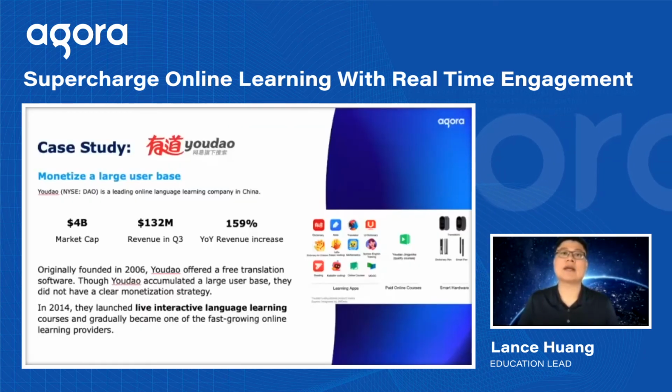Youdao, a public company listed on the New York Stock Exchange, can be a great example of an edtech company monetizing real-time engagement and also generating new revenue streams. Originally founded in 2006, Youdao offered a free translation software, which is basically an English to Chinese dictionary. And as the translation software gained traction, Youdao gradually accumulated a large user pool.